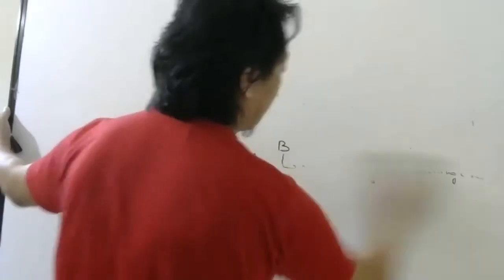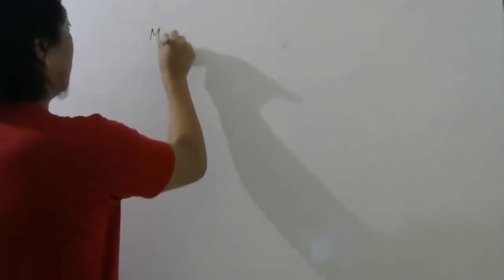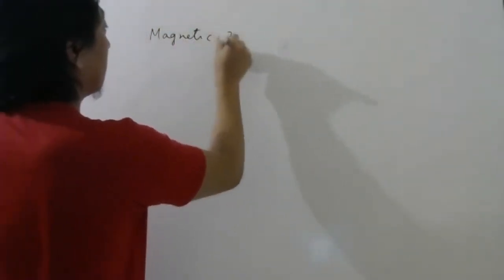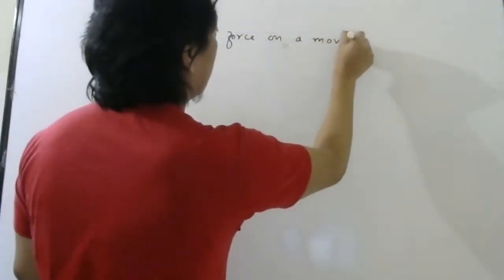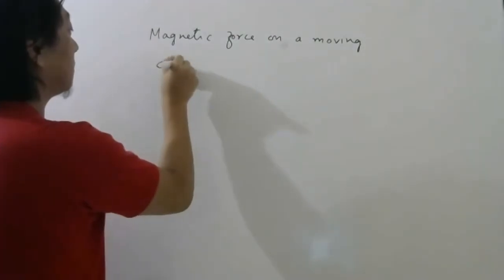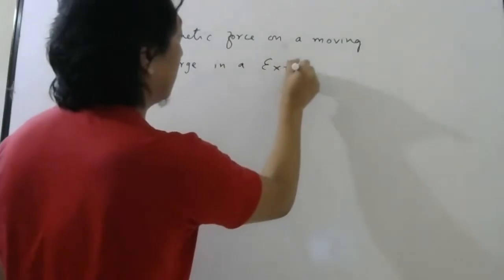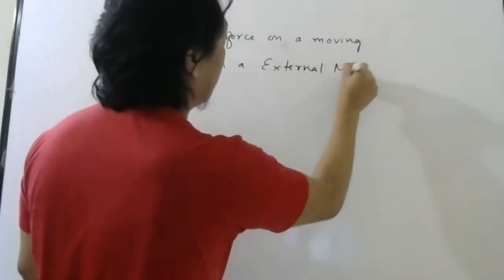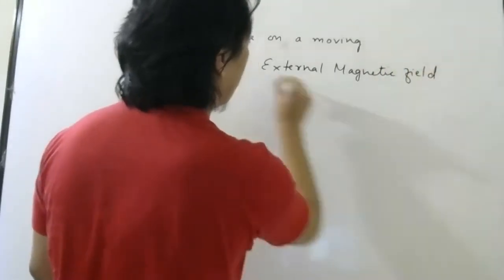So write down the first topic. See, if I don't explain all this, then directly if I write the topic, it doesn't make too much sense. Okay, so the first topic is magnetic force on a moving charge in an external magnetic field. Please remember the word external, okay?